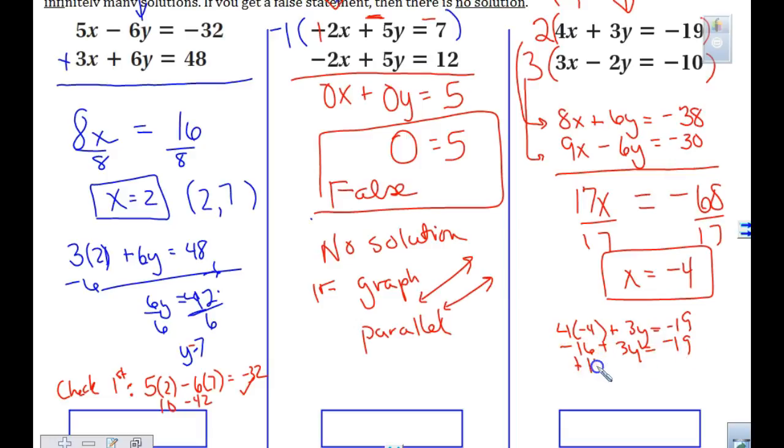We are adding 16 to both sides. We're solving 3y equals negative 3, and y is negative 1. If we look at our answer, it is negative 4, negative 1. Without the parentheses, you are just telling me two numbers, negative 4 and negative 1. This tells me x, this tells me y, okay?